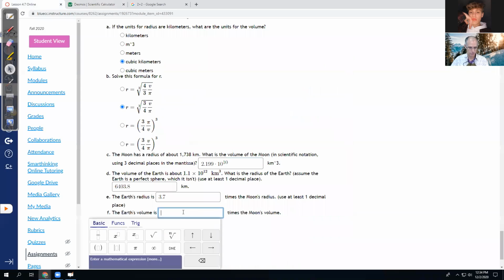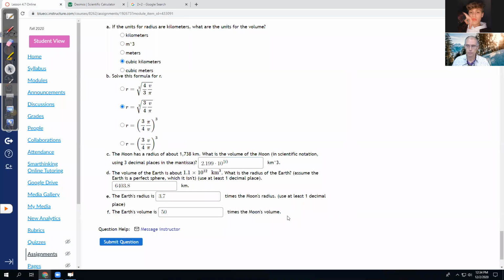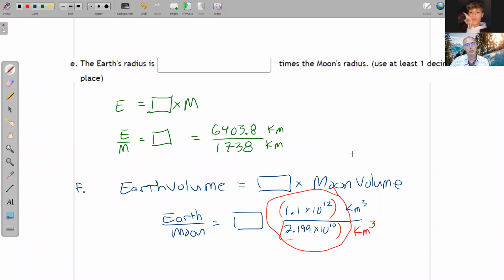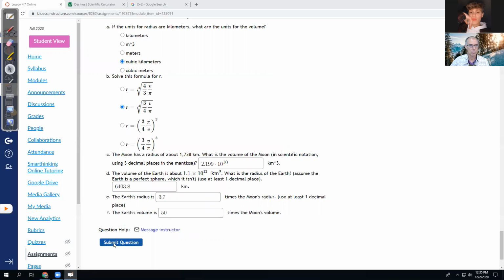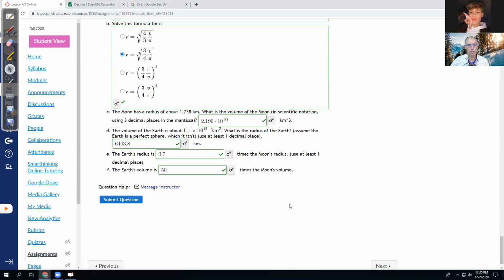Questions on that calculation? And again, you always double check your work before you submit. As long as I type those numbers right, this seems pretty reasonable. Earth over Moon, both volumes. Yeah, I think that looks good. And I don't see or hear any questions at the moment. Let's submit for fun. And I got a whole bunch of green checks. Yeehaw. Okay.